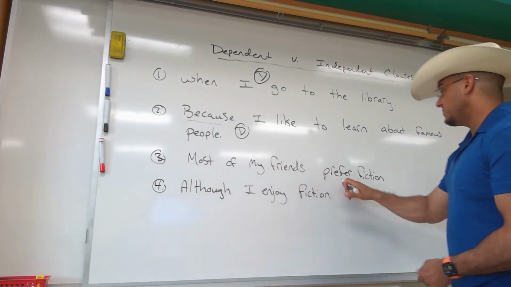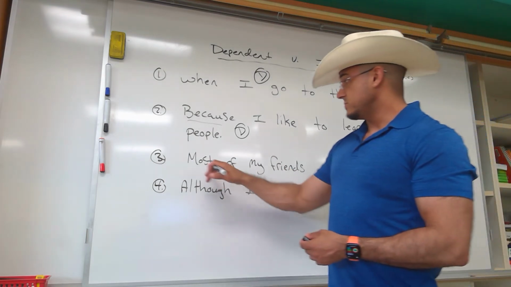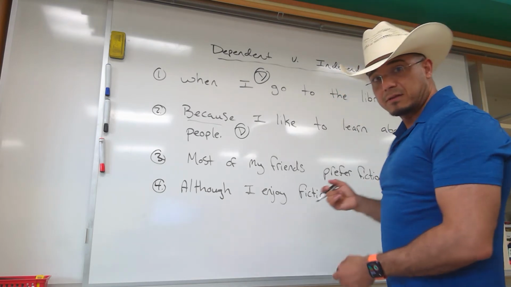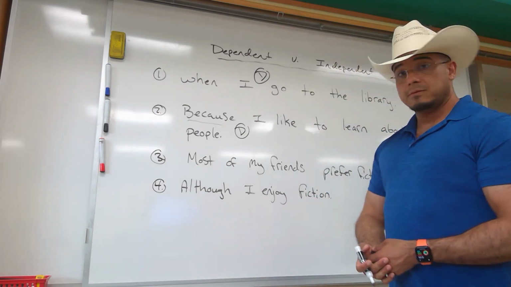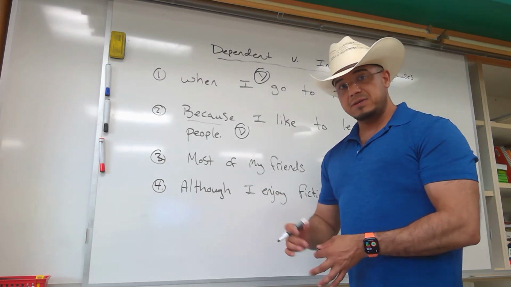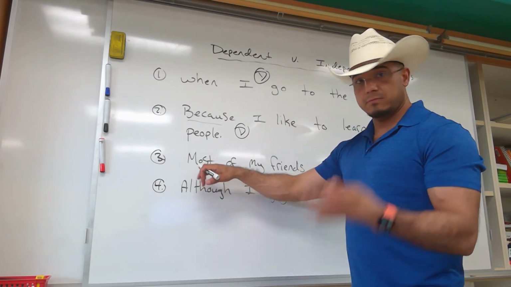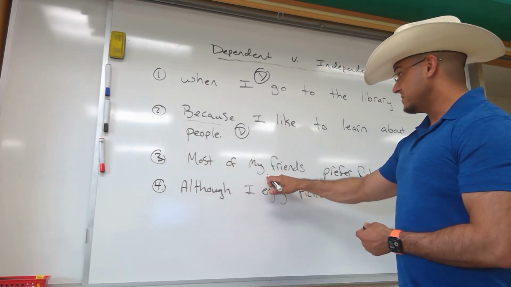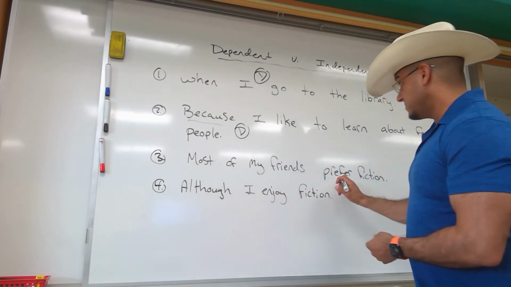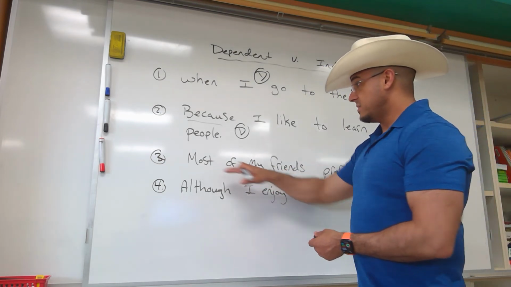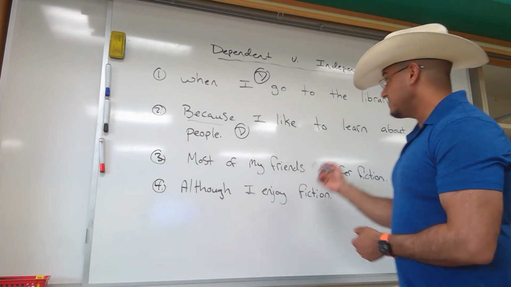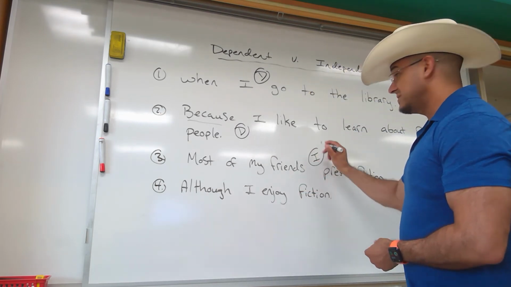Most of my friends prefer fiction. All right, so most of my friends prefer fiction. Is this a dependent or independent clause? Is it a complete thought? This, in just examining it, tells me that it is a complete thought, right? I'm telling you, it's a statement. Most of my friends prefer fiction. The object of the action prefer is fiction. I'm talking about most of my friends. Okay, I've got a complete thought. So I'm good. This one is an independent clause. It can stand on its own.